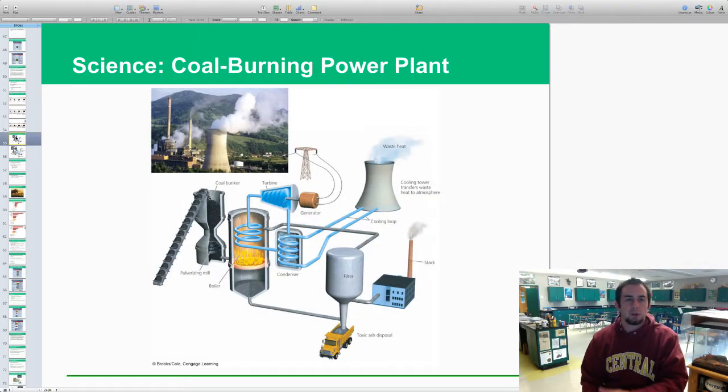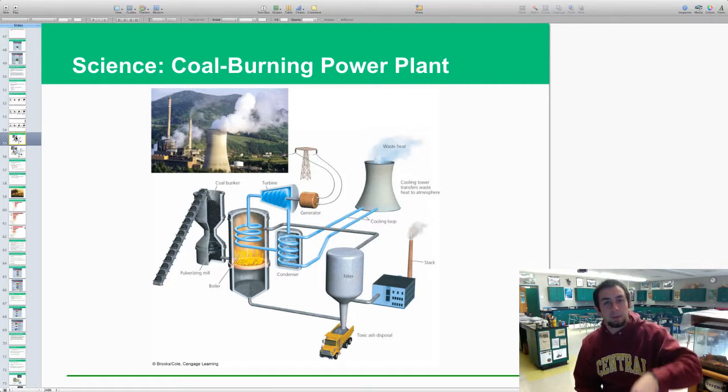This just shows you a coal burning power plant itself. I'm actually going to put a link below this one of a little coal burning power plant tour so you can see what that looks like. It goes through all these different processes and explains how this works.